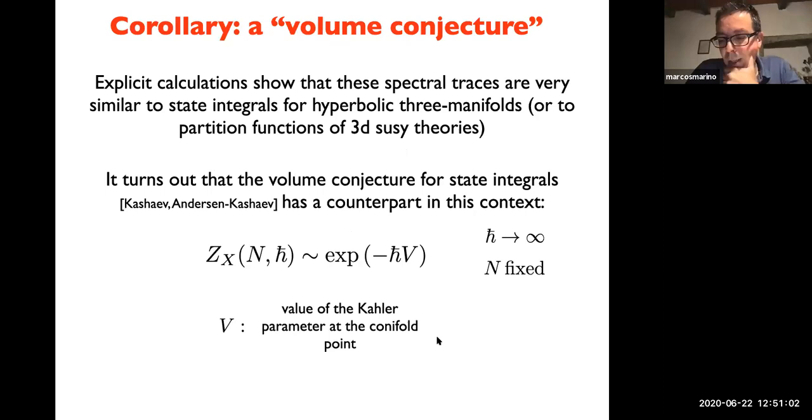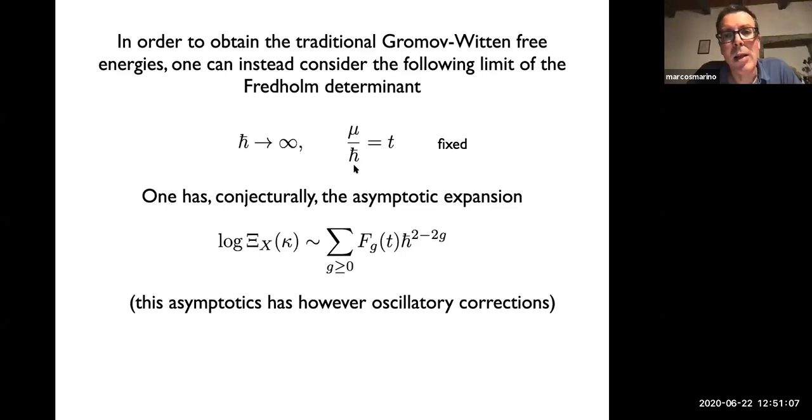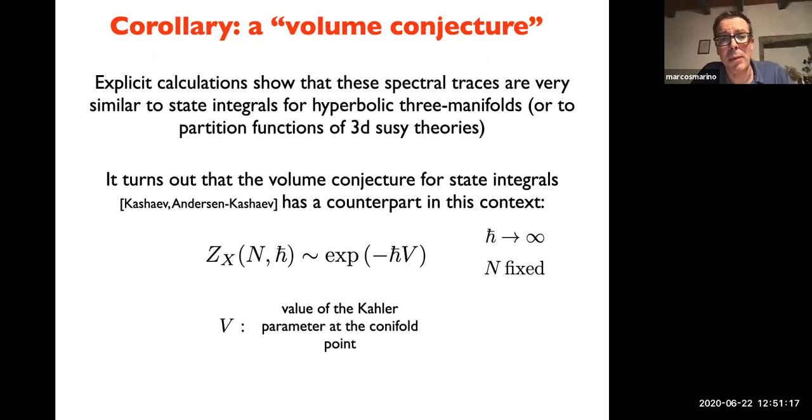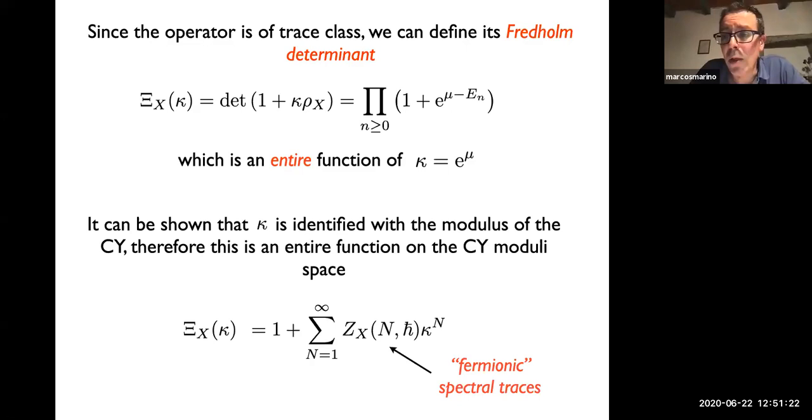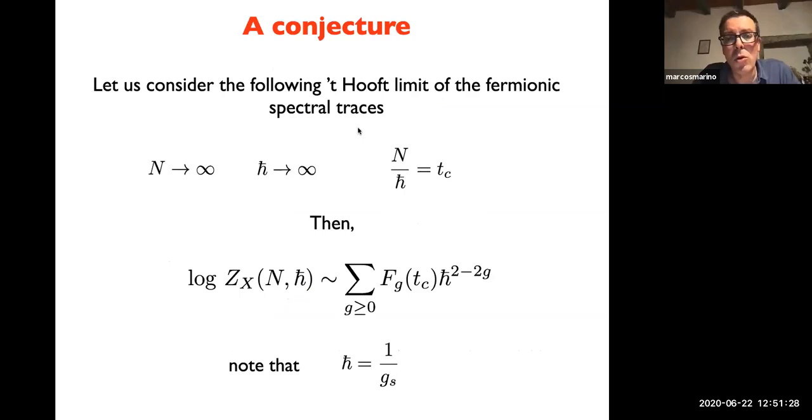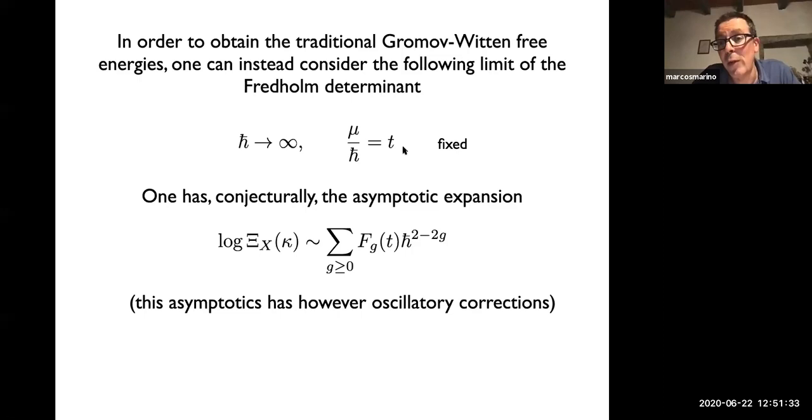So in order to obtain the traditional Gromov-Witten free energies, you can actually look directly at the spectral determinant. So remember that the spectral determinant depends on this variable kappa, which I can write as e to the mu. It turns out that now what you have to do is a double scaling limit in which mu goes to infinity, h bar goes to infinity, but mu over h bar is fixed. And this is the standard Kähler parameter of the geometry. And then the spectral determinant itself has an asymptotics given by the standard Gromov-Witten free energies.